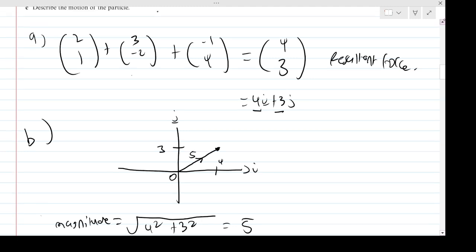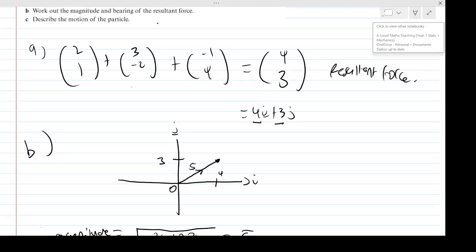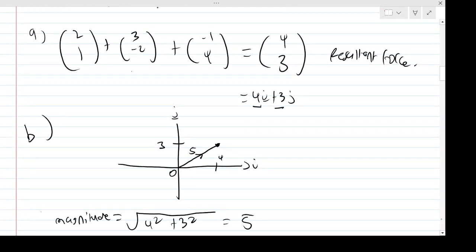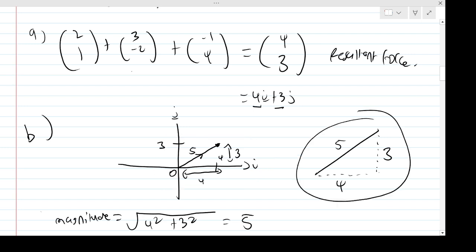Then it says to work out the bearing. Right. Now, the bearing, if I just draw this vector here, so it has a length of 5. Now, horizontally, the length is 4, right? So it's going to be 4 across, and then it's going to be 3 up, right? So we have this triangle here. Hopefully you can see that. So I've just literally taken this diagram, what I've drawn as a triangle here. Hopefully you can see where the lengths match up. Okay.